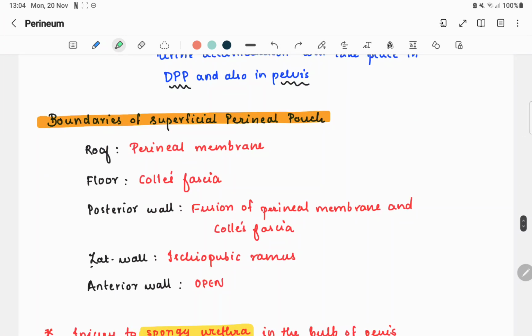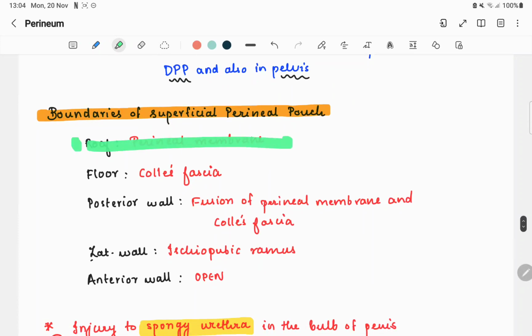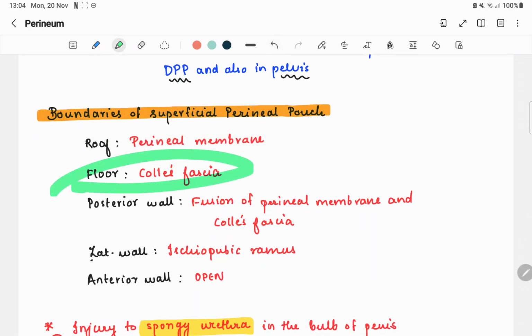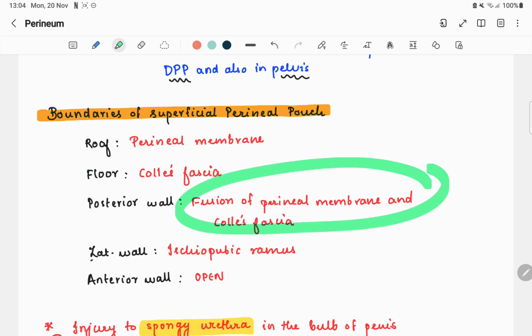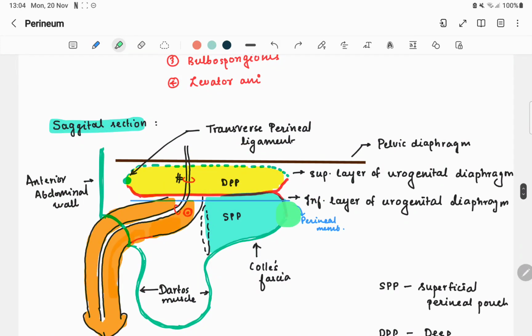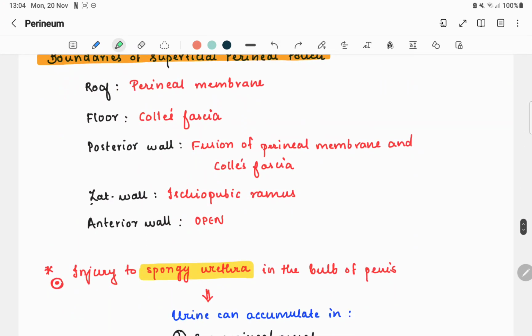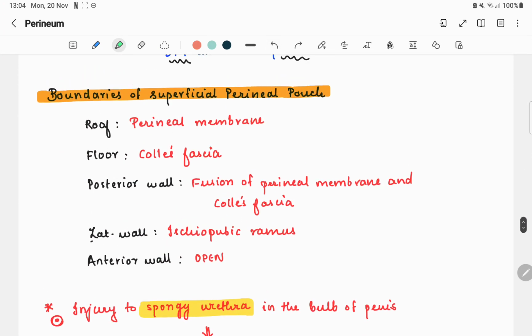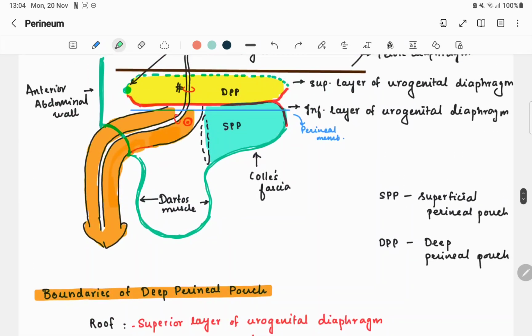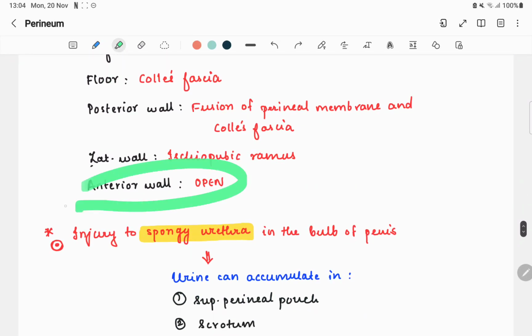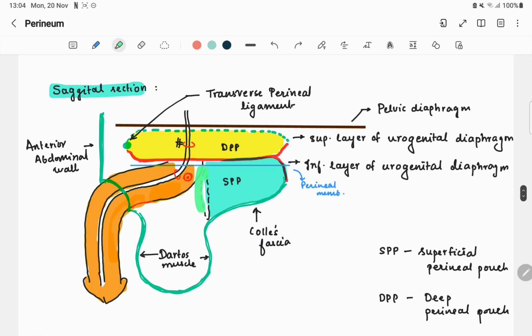So what are the boundaries of a superficial perineal pouch? The roof is formed by the perineal membrane, the floor by the Colles fascia. The posterior wall is a fusion of the perineal membrane and the Colles fascia, and the lateral wall is the ischiopubic ramus. You can see your ischiopubic ramus in this diagram. The anterior wall is open. This is the anterior part, it is open, and you can see the penis here. Here you can see the urethra that is going on, and then it is opening in the glans.